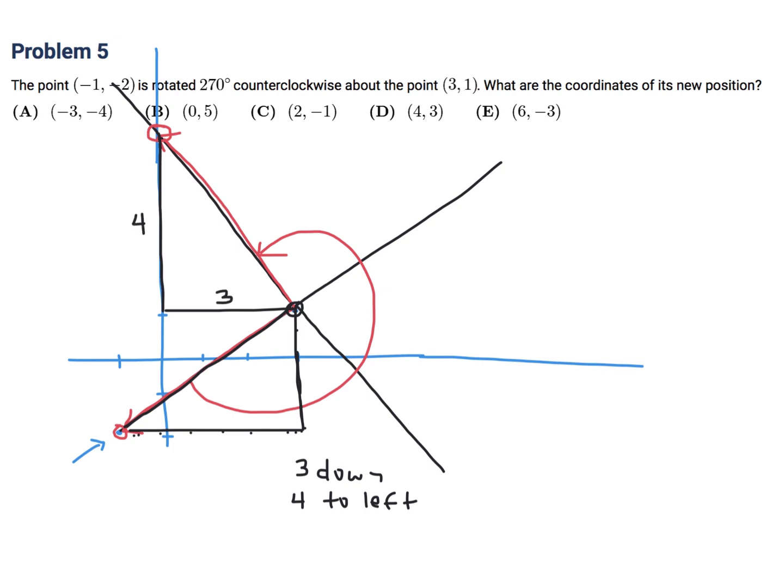So if it's 3 this way, then this coordinate will have an x coordinate of 0, and since this was 1 and it's 4 above, that will have a y coordinate of 5. So that's pretty much how I did it, just fiddling around with this, and that would give you B.